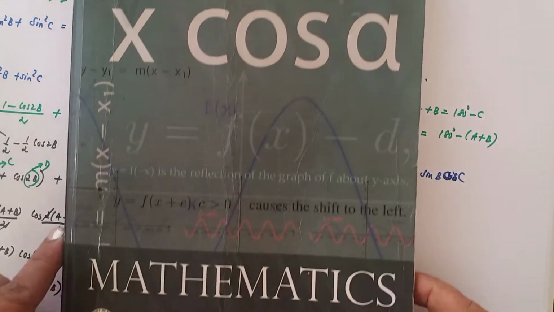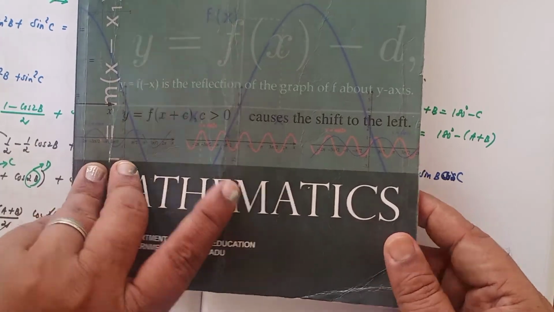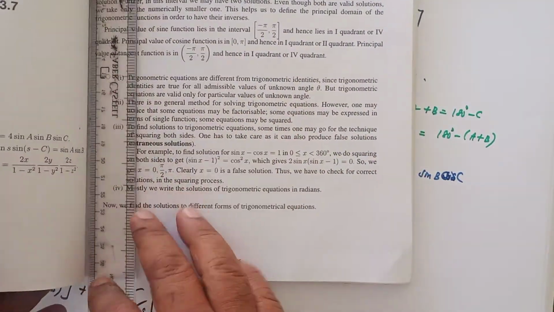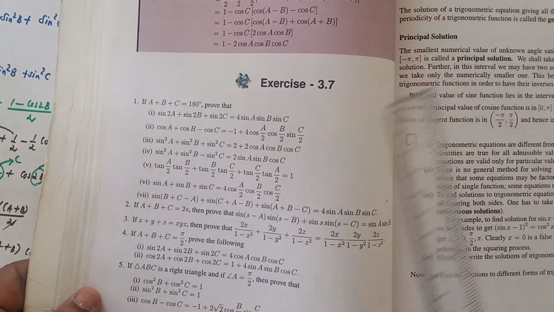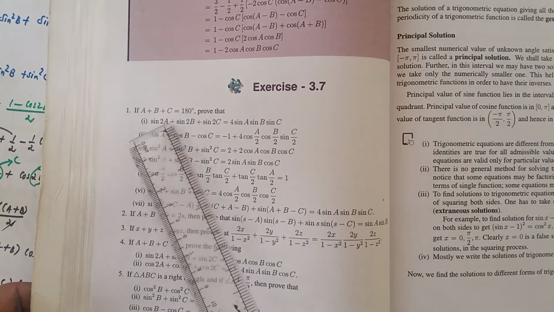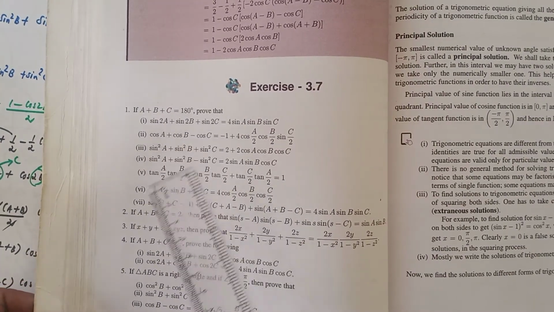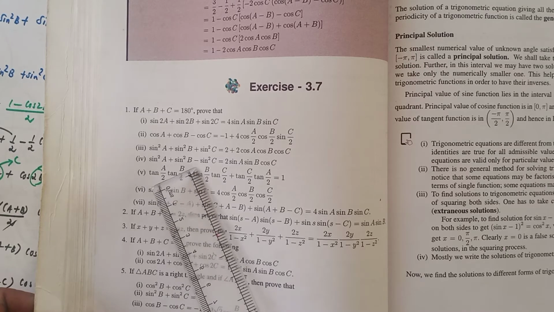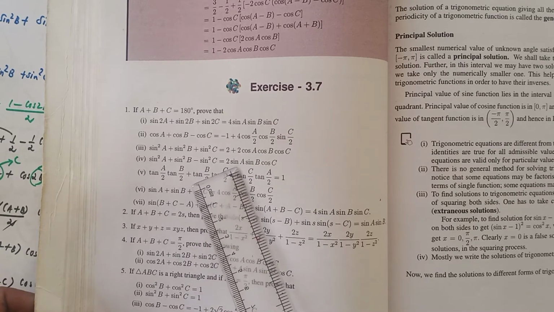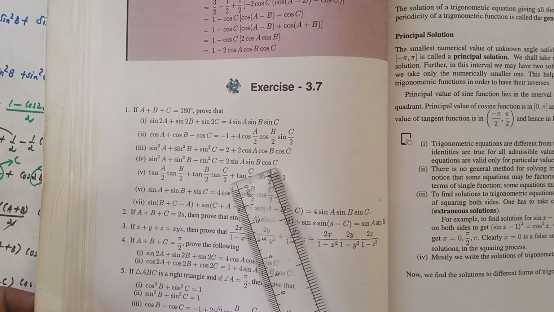11th standard mathematics chapter number 3, continuation of exercise 3.7. Now problem number 1, subdivision number 4. If A plus B plus C equals 180 degrees, then prove that sin squared A plus sin squared B minus sin squared C equals 2 sin A sin B into cos C.